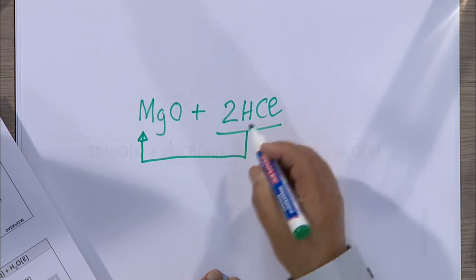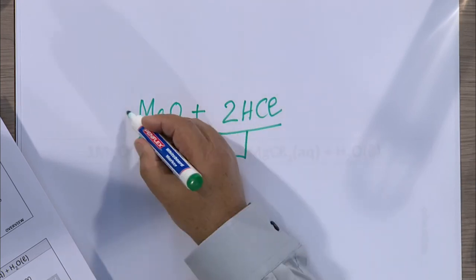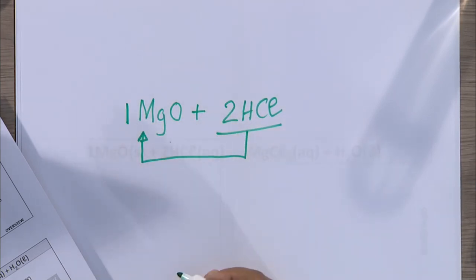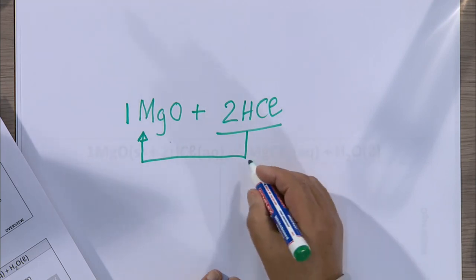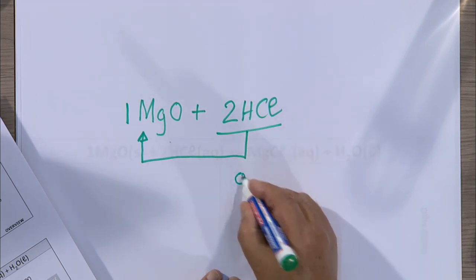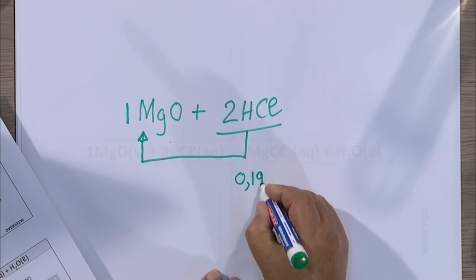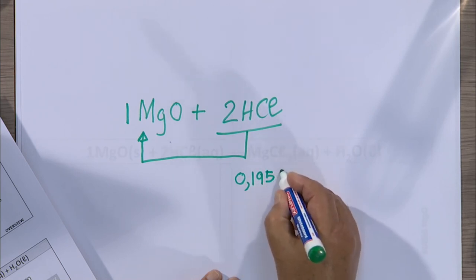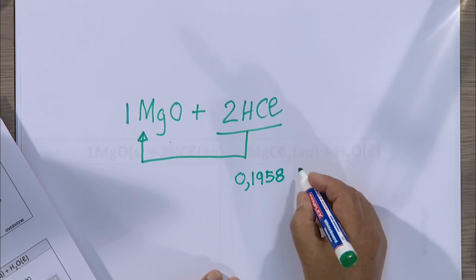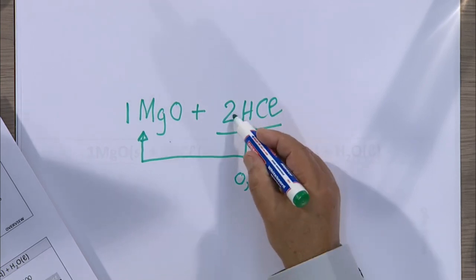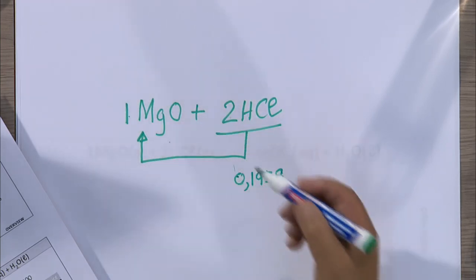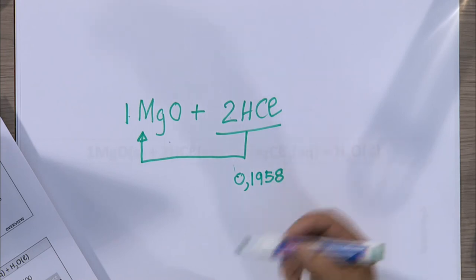Why? Because they are in the ratio 2:1. Are you getting the idea? So if I have, for instance, this as 0.1958 moles, then I simply divide that by 2 to get there, and then I will see what my answer is there.